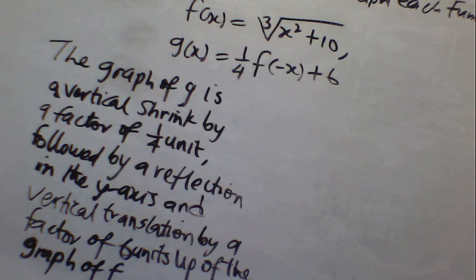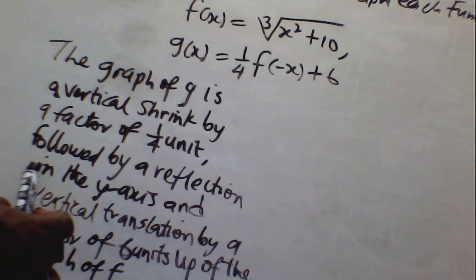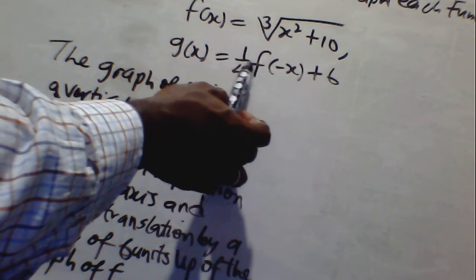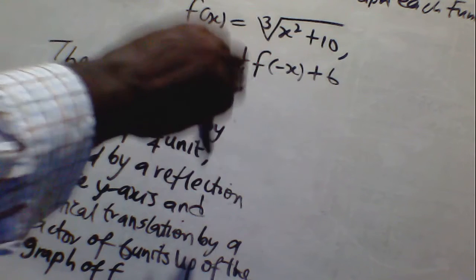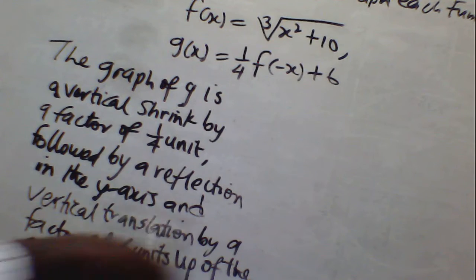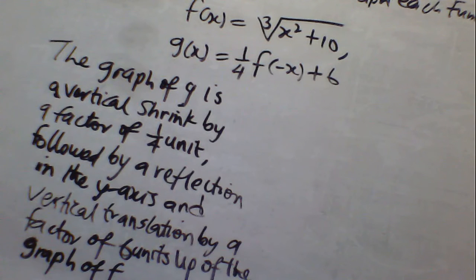So once you explain it, the graph of g is a vertical shrink of 1/4 units, followed by a reflection in the y-axis, because it's a negative inside the function. If the negative is outside, it will be the x-axis, but because it is inside the function, it is the y-axis. Then a vertical translation by 6 units of the graph of f. So once you have stated it, you have already solved it.